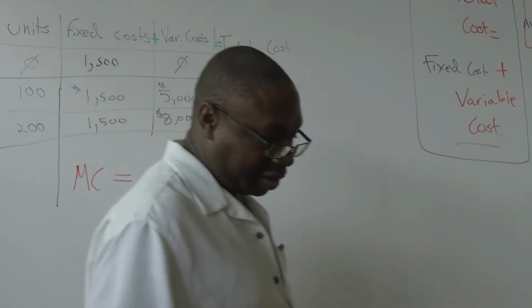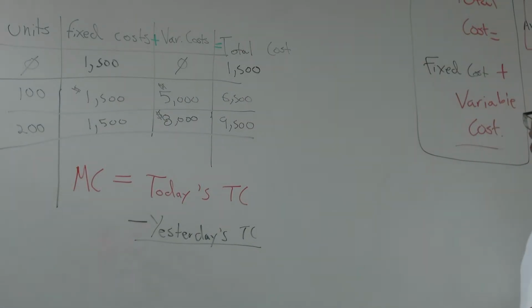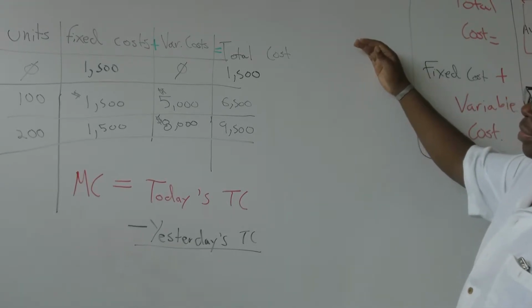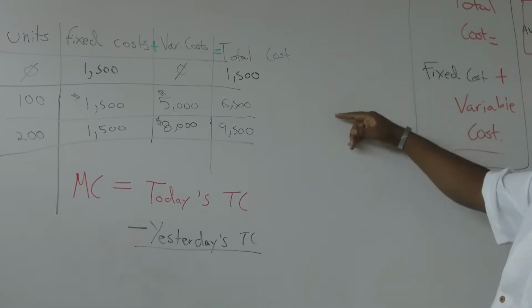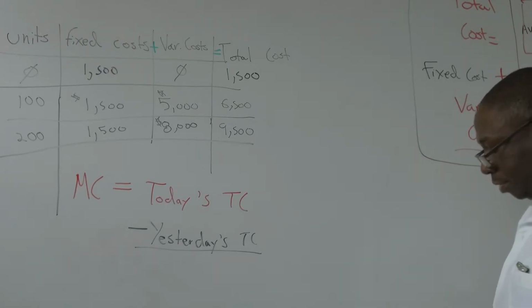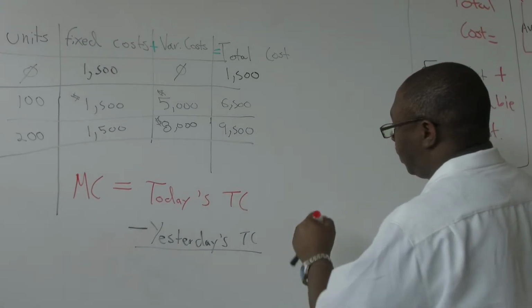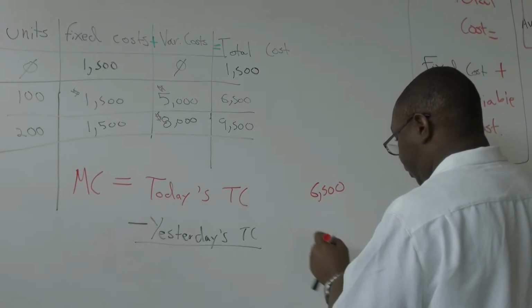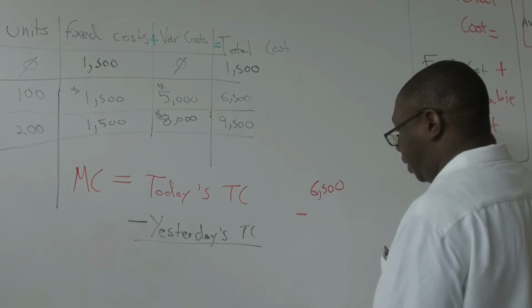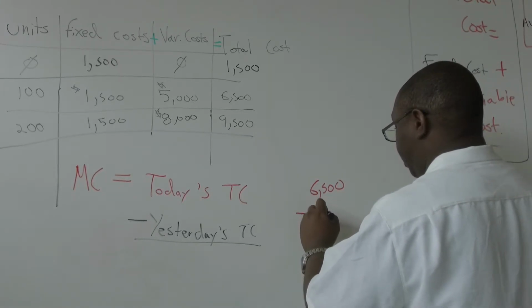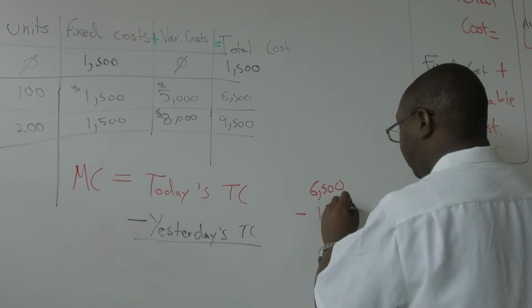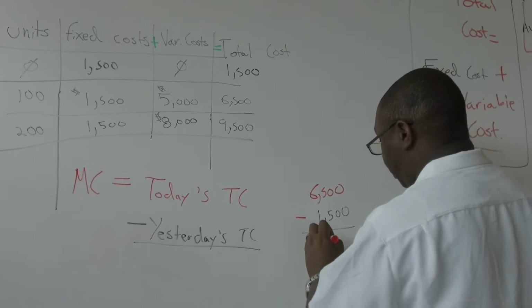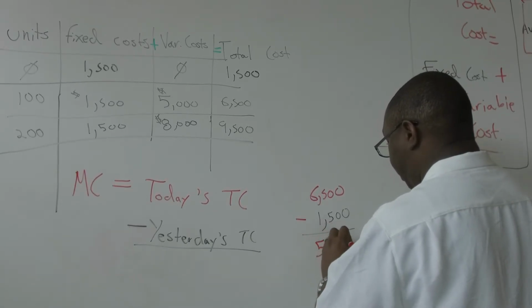For the first example, on Sunday we got the keys to the factory, so there's no data available to give us a marginal cost. However, on Monday, the factory made its first 100 units. So total cost from Monday is 6,500. Subtracting Sunday, 1,500. So the answer for the marginal cost is $5,000.